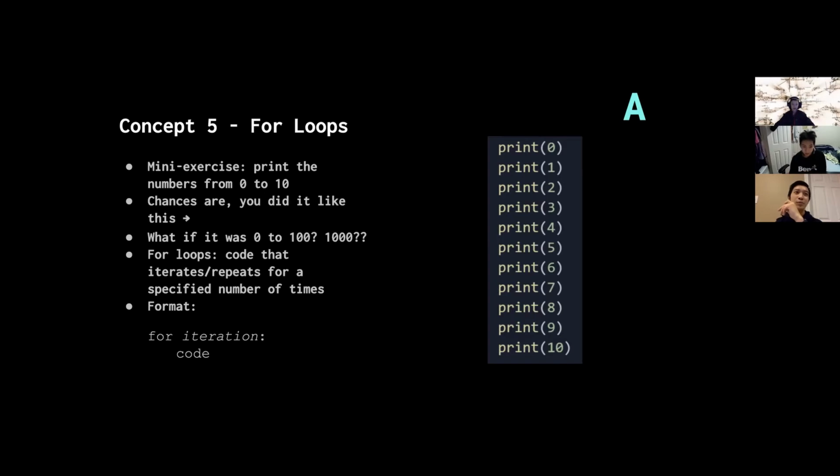So we can do that with for loops. A for loop is basically code that iterates or repeats for a specified number of times. So you're able to do something like this in just 1 or 2 lines of code, because you basically just tell it to print a specified number of times and what to print. The format is like this: for, a specified iteration, a colon, and code. Notice it's quite similar to an if statement. However, for an if statement it used to be a boolean, and now we're doing an iteration, so it's different.